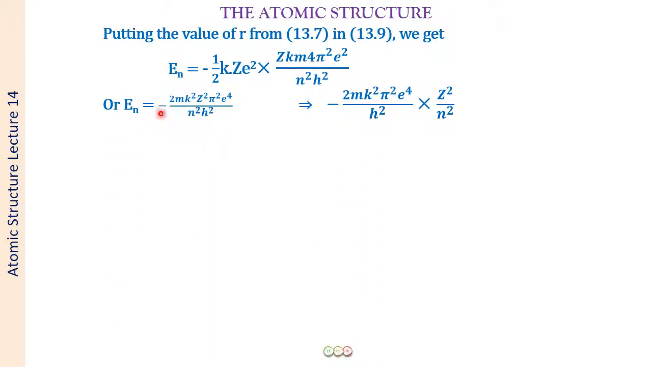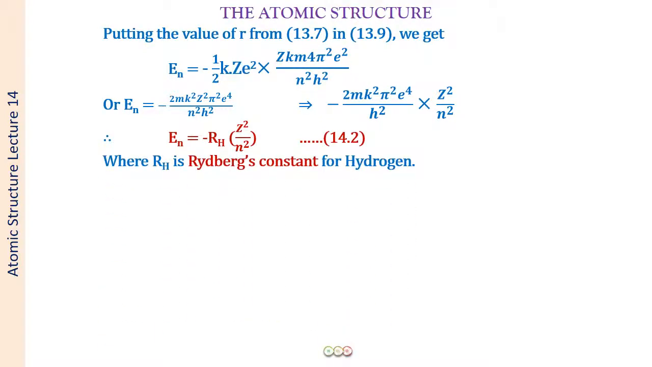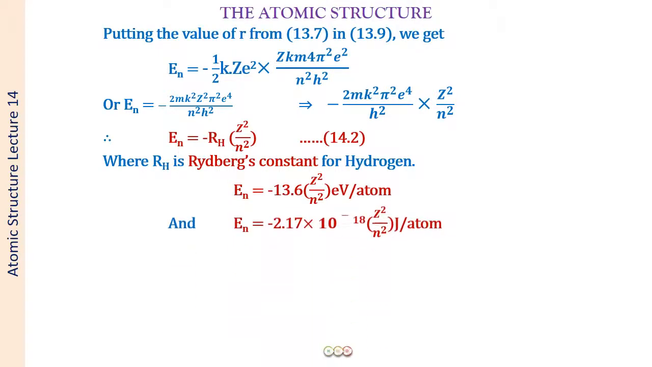So we get the energy to be minus 2 m k square Z square pi square e to the power 4 by n square h square. Again, we are just going to separate out the constants, and the rest is Z square divided by n square, right? And all these constants have been given another symbol, that is RH, which is the Rydberg's constant for hydrogen.